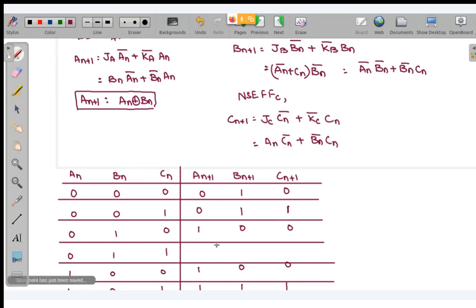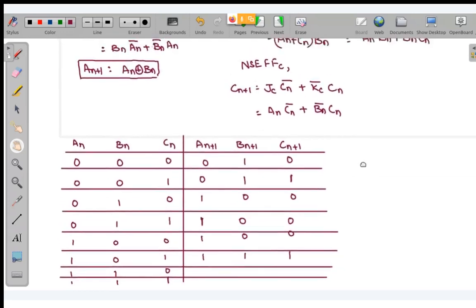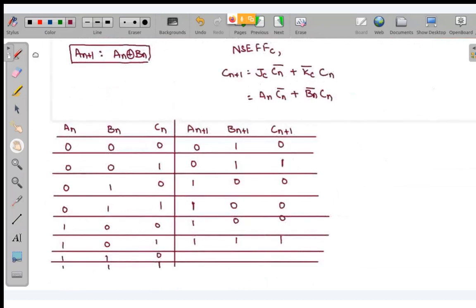What about this one? From 3, this will be 1. Over here, Bn complement is 0, Bn is 0. So this will go to 4. And the last one: we have 6 and 7 also. From 7 it was going back to 0, so I don't need to calculate. I need to calculate for 6 only.